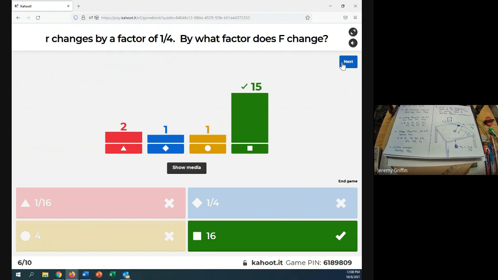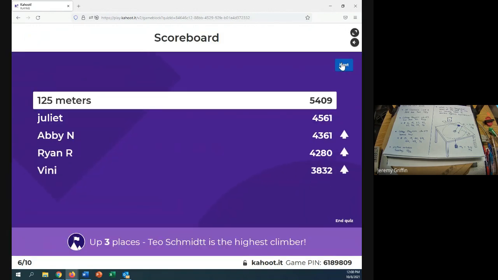So 1 divided by 1/4 squared, that's 1 divided by 1/16th. That's a factor of 16 times. Get close together, the force is going up, factor of 16.